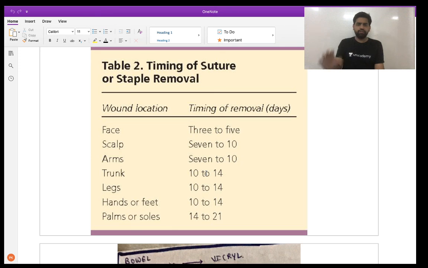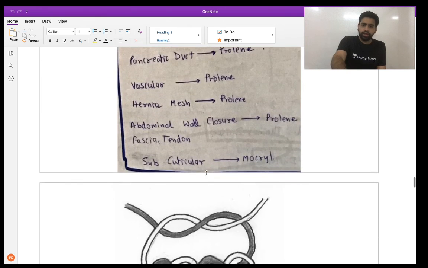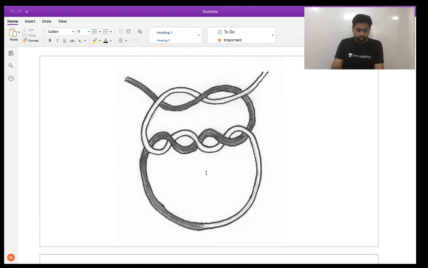This is an indirect question which can be asked, because on the face you are removing the sutures after 3 to 5 days. Please understand, and please remember the scalp, that is 6 to 8 days, and the abdomen, that is 8 to 10 days. I hope you understood this. Okay, right. So this was all about the sutures and everything.